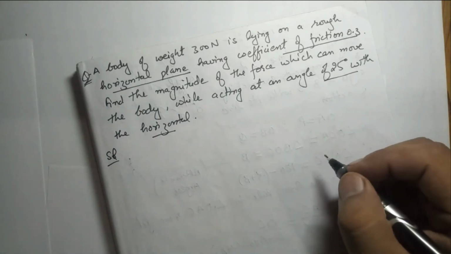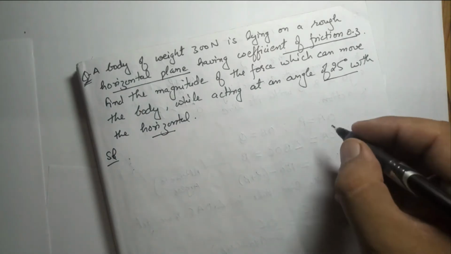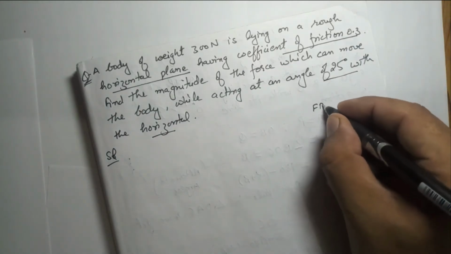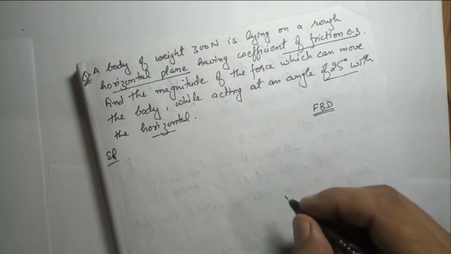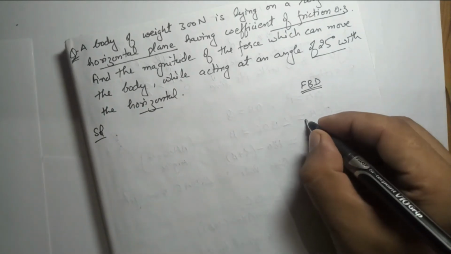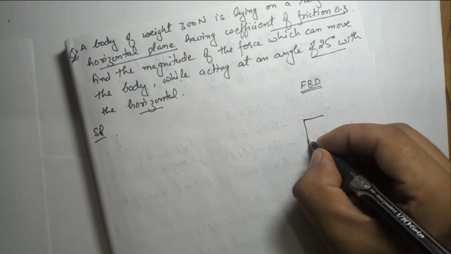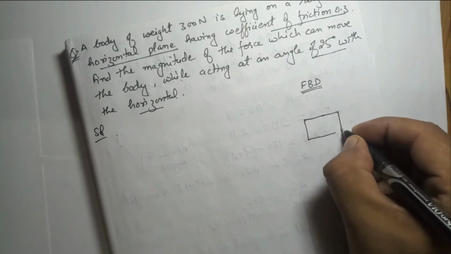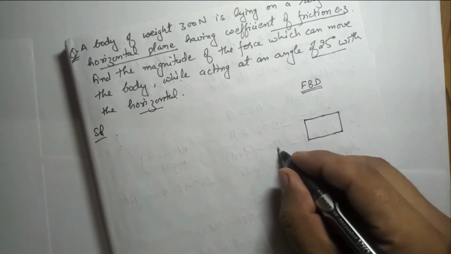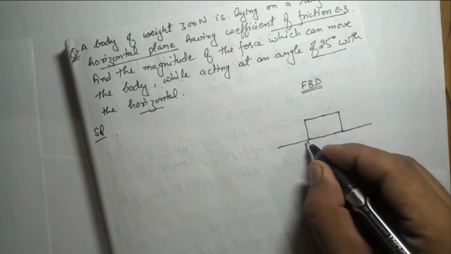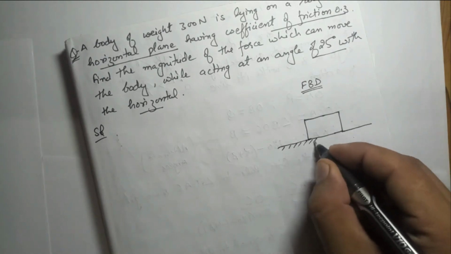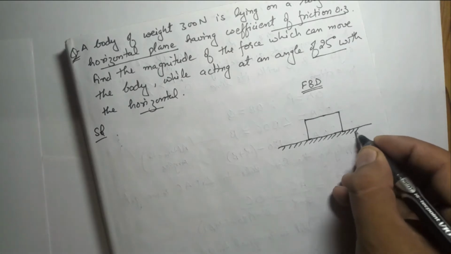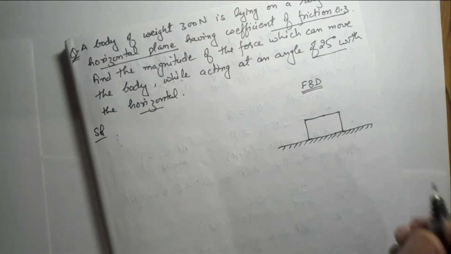Now by just reading the statement, first of all we should draw the free body diagram. So for this question, if I draw a free body diagram, what is that? An object is there, and it is placed on a horizontal surface. In all the questions you can draw the body like a rectangular box and the surface horizontal like this.